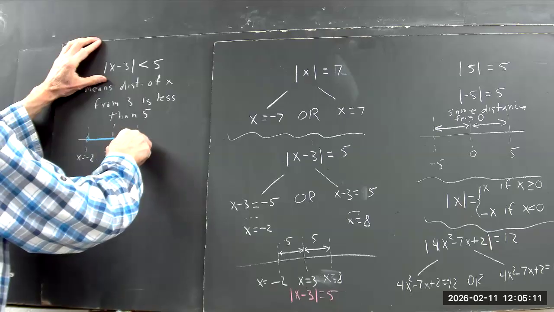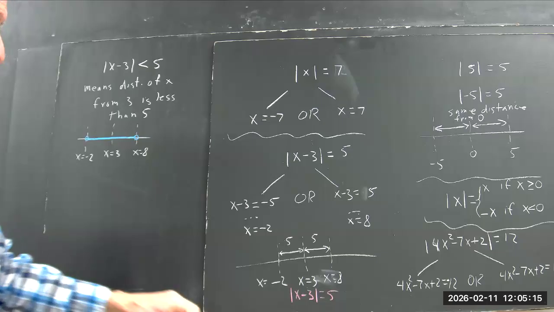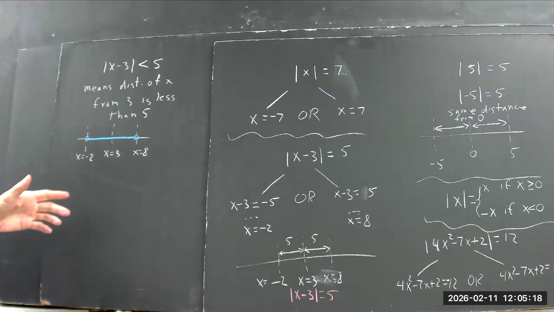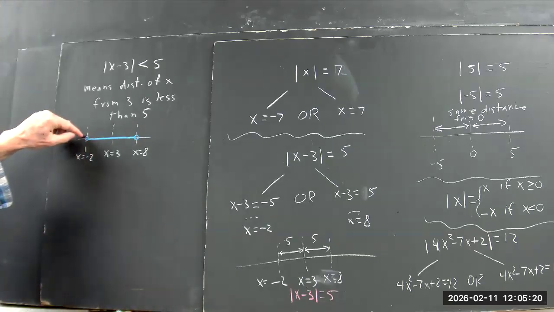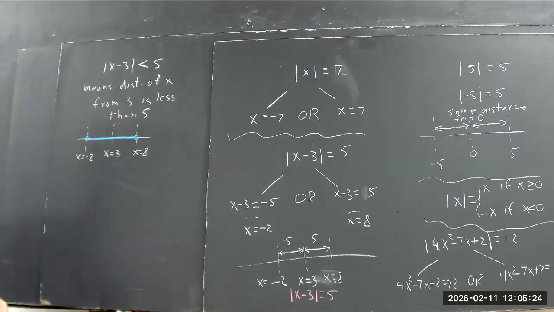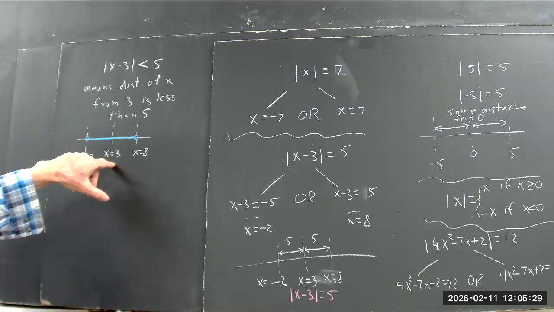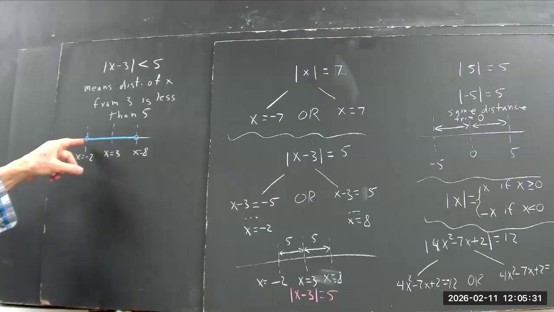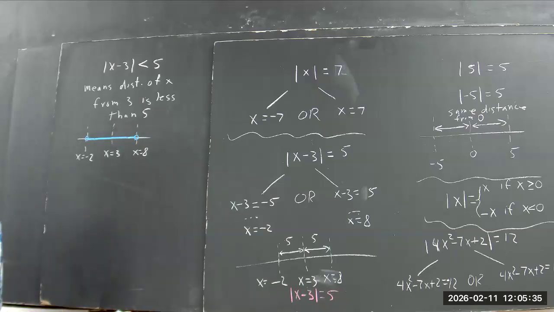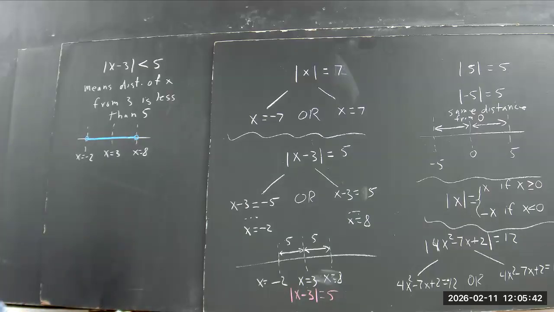So my solution looks like this. And what I've drawn is simply a circle around the x equals negative 2 point, a circle around the x equals 8 point. I've got the x equals 3 point marked in the middle. And then I've just drawn a line segment from one circle to the other. And that indicates all the values of x that are closer to 3 than 5.